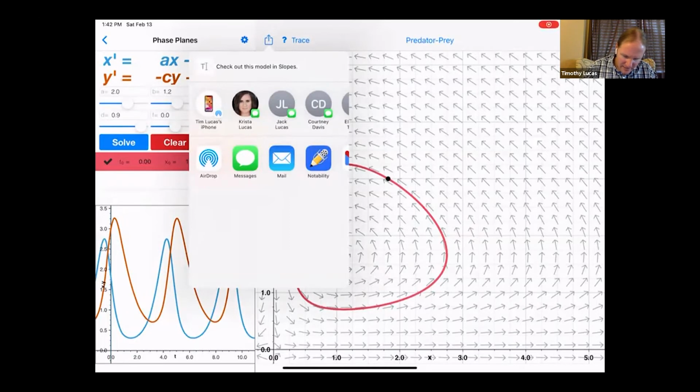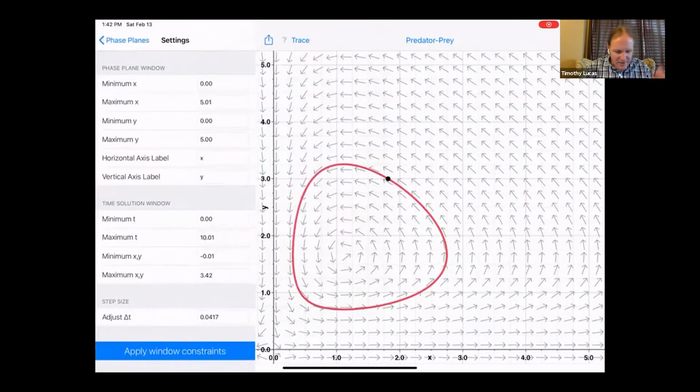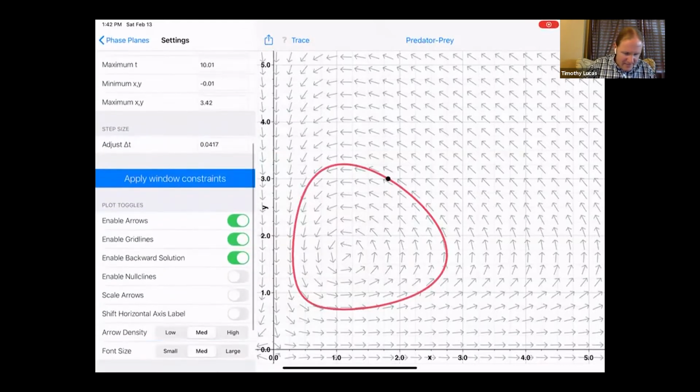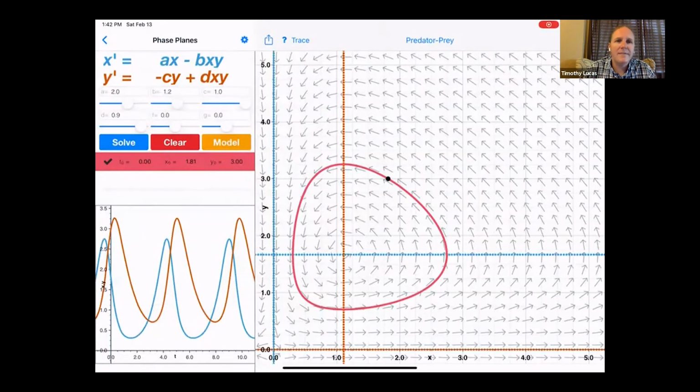So let me get out of that real quick. A fun new feature on this one is that you can now add null lines to this picture. So you've got other features of a phase plane that you can add essentially to this. In a second, I'm going to mention some projects that the students have been doing with this.